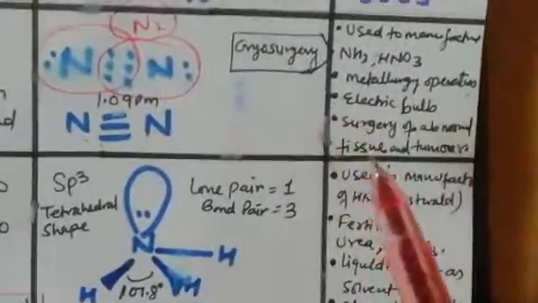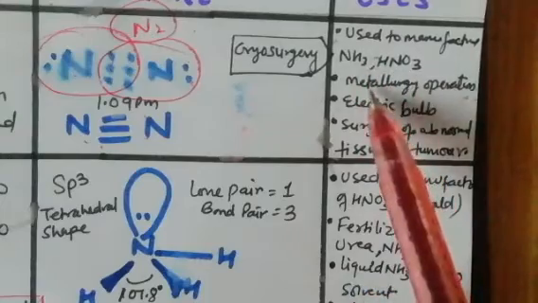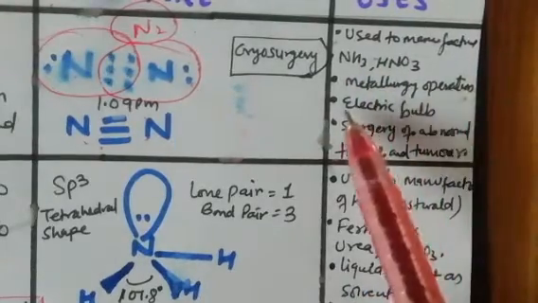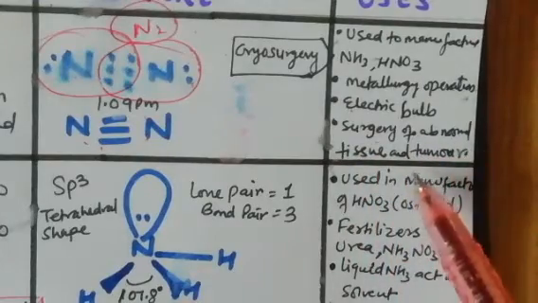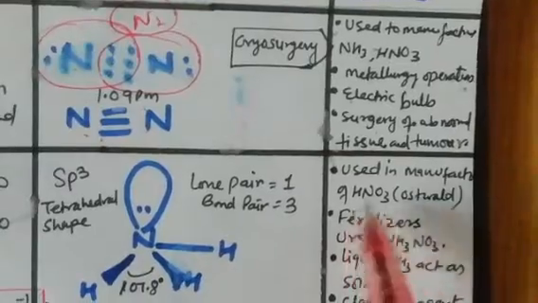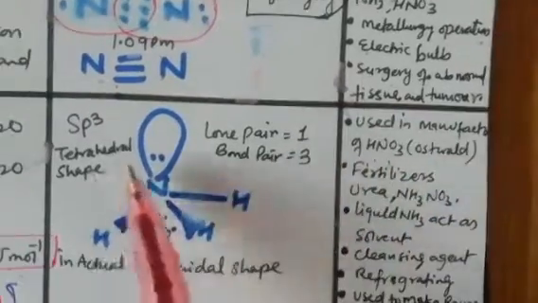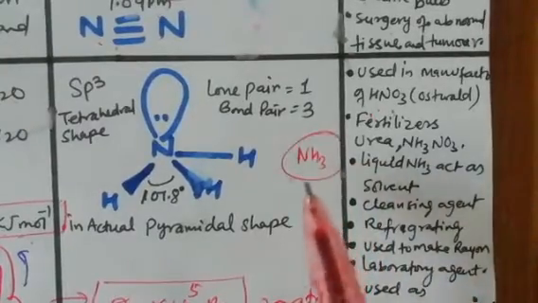Side by side, we will discuss the uses. It is used in the manufacturing of NH3 and HNO3, in metallurgical operations, in electric bulbs, and in surgery for abnormal tissues and tumors. Similarly, N2 is used to make NH3, and NH3 is used to make HNO3. Okay, so for NH3, the question is often asked to draw the diagram of NH3.